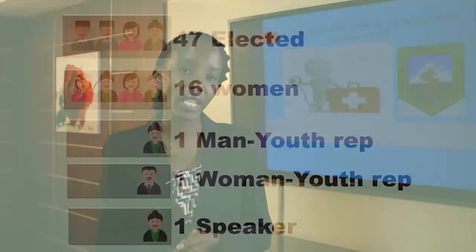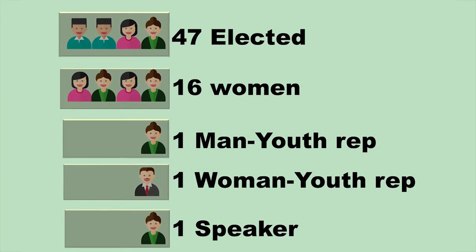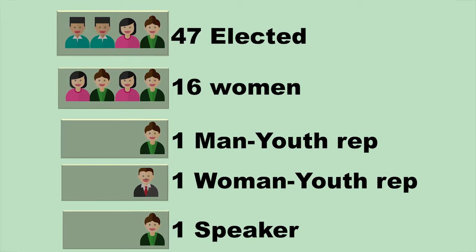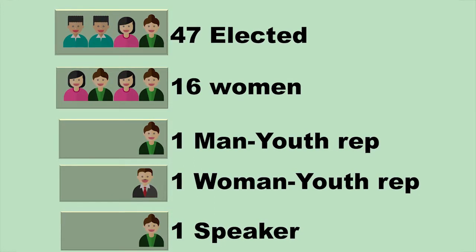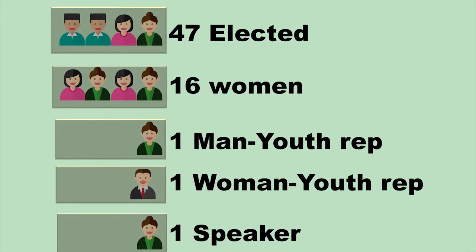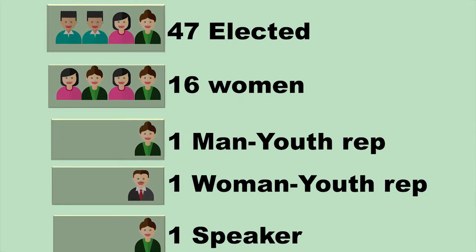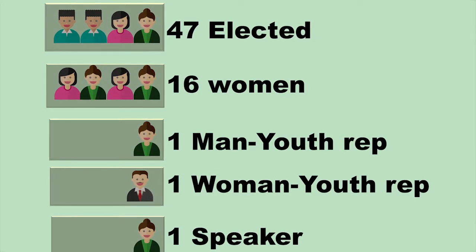The Senate consists of 47 elected members from each county. Then we have 16 women who are nominated by the political parties based on their representation in the House. Then we have one man and one woman nominated by the political parties to represent the youth, and the Speaker, who is again an ex-officio member of the Senate.